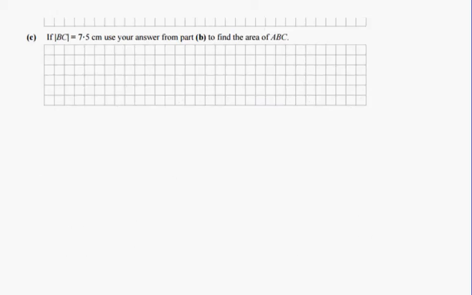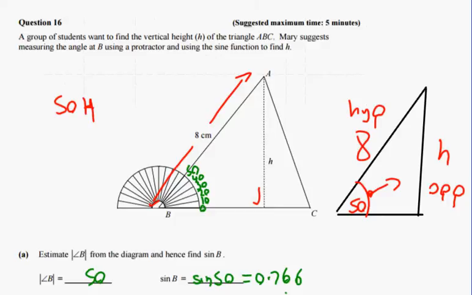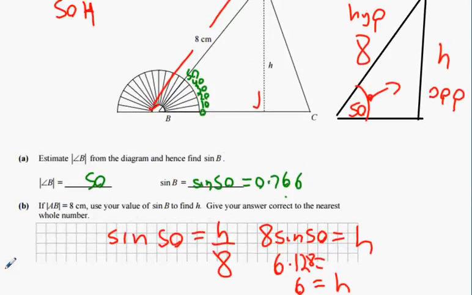If BC equals 7.5, use your answer from part B to find the area of ABC. So we decided that's 6. And what did he say BC is? BC is 7, isn't it?